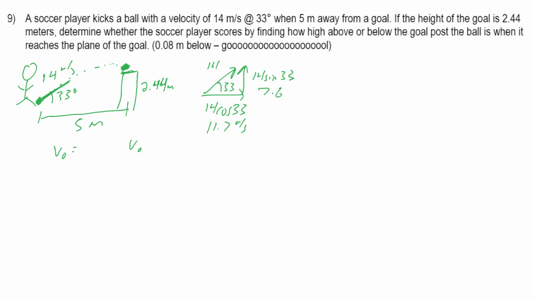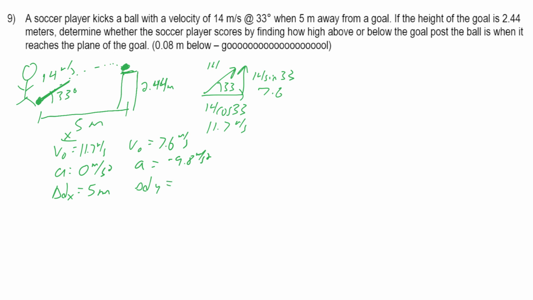So let's go ahead and fill that in. For our x side, the initial velocity is 11.7. And on our y side, the initial velocity is 7.6. Our acceleration in the x direction, as per usual, is 0. In the y direction it is 9.8. The other thing we know is how far away the goal is. So that's a horizontal distance of 5 meters. Now, one thing to caution you is that we do not know dy.